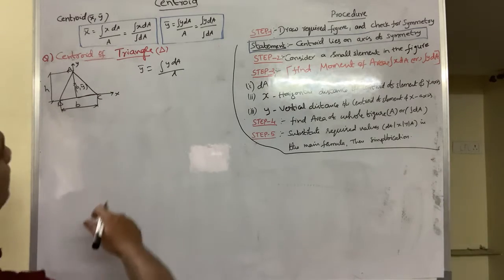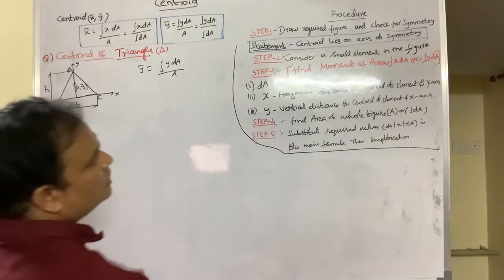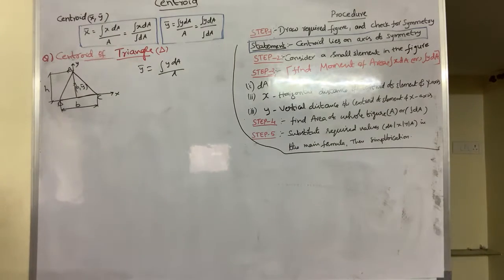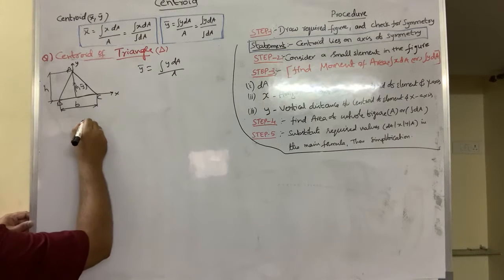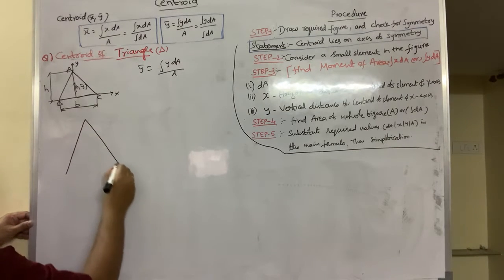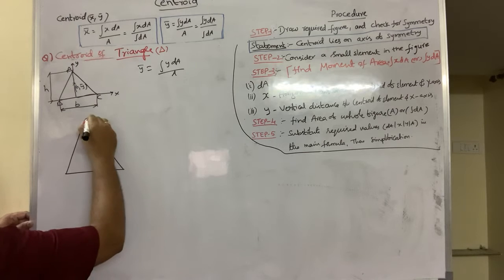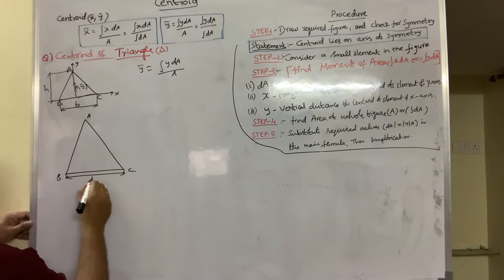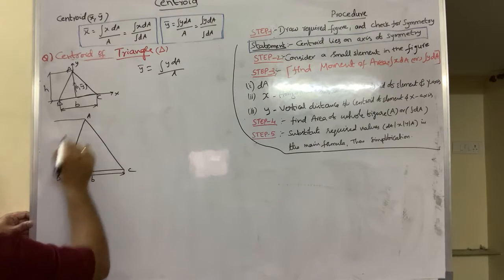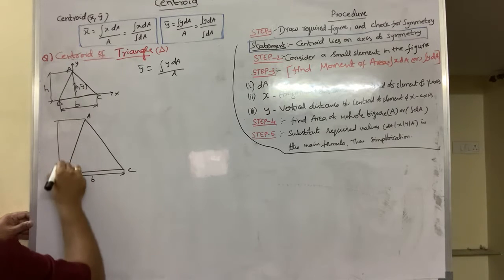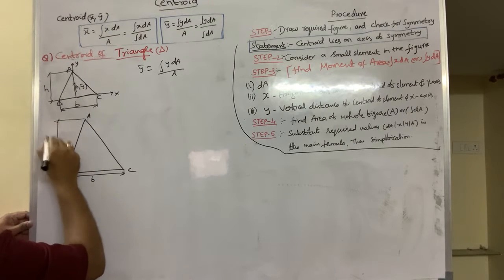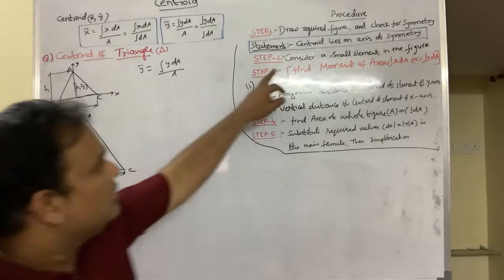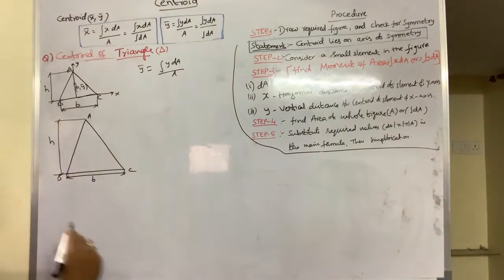Next, step 2. Consider a small element in the figure. To view it clearly, let me draw the figure again with a bigger size. So this is the triangle A, B, C with the base B and height H. So consider a small element in the figure.